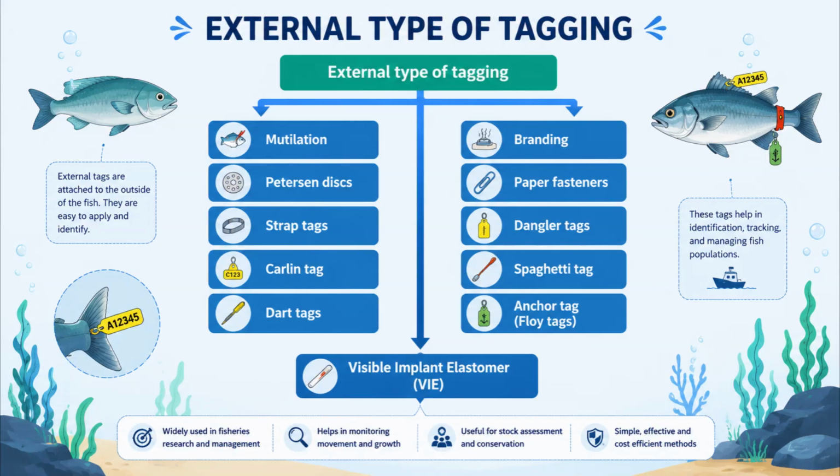Another important technique is visible implant elastomer, or VIE. In this method, colored elastomer material is injected beneath transparent tissue areas, creating visible identification marks.